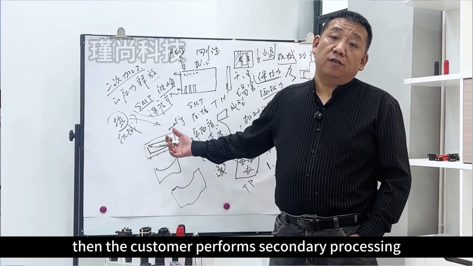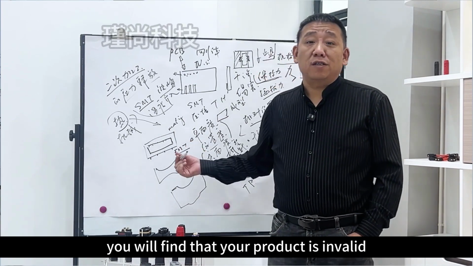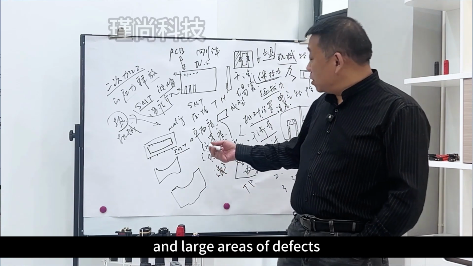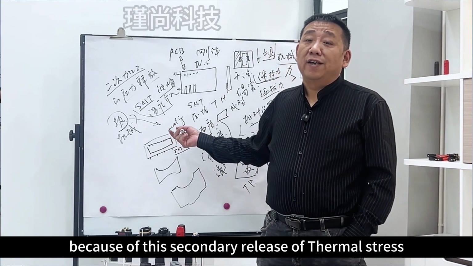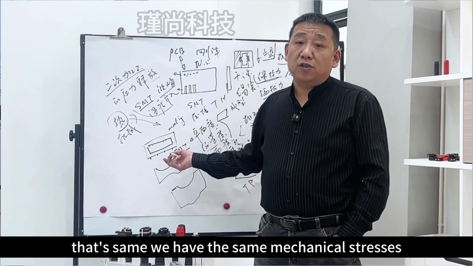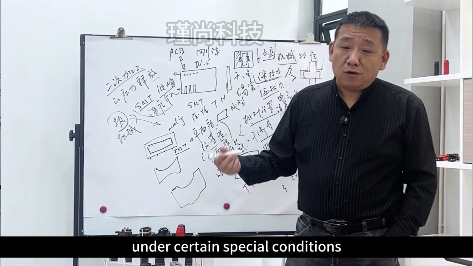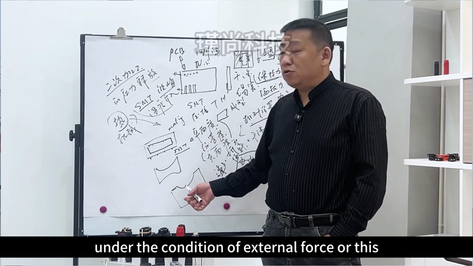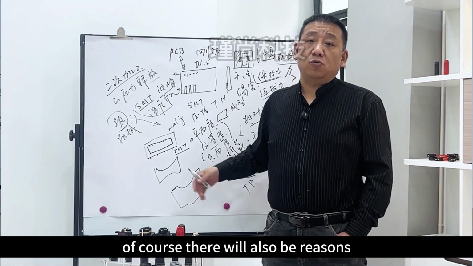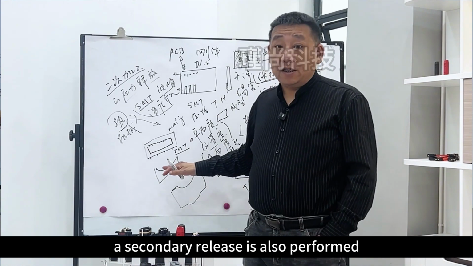Then the customer performs secondary processing, and you will find that your product fails, or there are relatively large areas of defects. It is because of this secondary release of thermal stress. It's the same with mechanical stresses. Mechanical stress can also be released under certain special conditions, for example under external force, and of course also because of temperature. A secondary release is also performed.